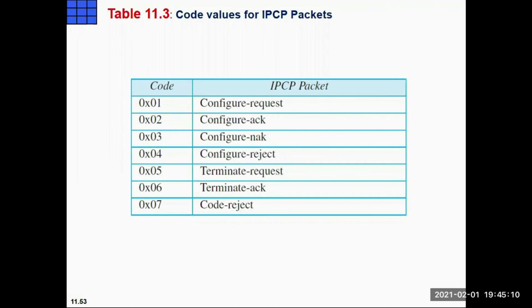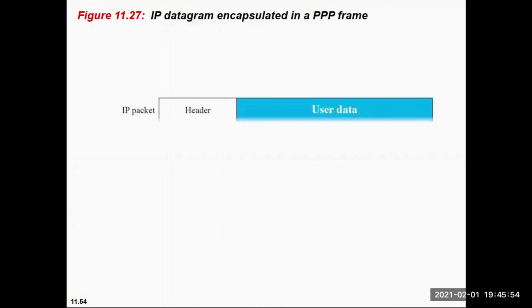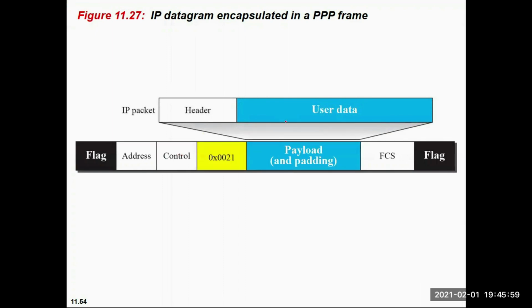Now we will see the code values for IPCP packets. The code value will be 1 for configure request, 2 for configure acknowledgement, 3 for configure NAK, 4 for configure reject, 5 for terminate request, 6 for terminate acknowledgement, and 7 for code reject. The IP datagram encapsulated in PPP will look like this. The IP packet will have some header and user data under this payload.